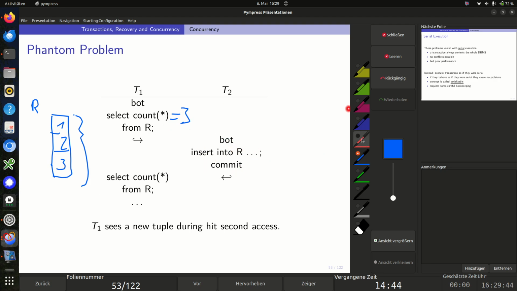So here, on the right side, we insert another element, for example, 4. And then we count again, and instead we have 4 tuples inside. This is a problem we cannot solve with locking, and this is called the phantom problem. Okay, so now you have seen 4 different problems that violate the isolation principle of ACID. And now I want to show you how transactions can be arranged and how this arrangement can help to avoid the problems.